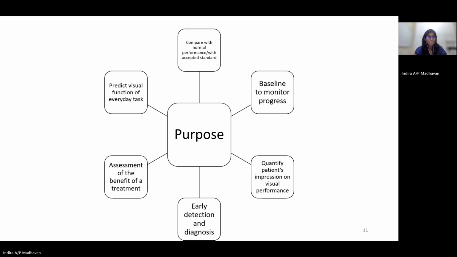Okay, and next is, it is actually another tool of predicting the visual function of everyday task, similar to the task related history that we do. Okay, the task related history is more like a verbal one, while this questionnaire can be actually quantified. Okay, so that is the difference between those two. So these are the purposes of the LVQL measurement with the questionnaire.